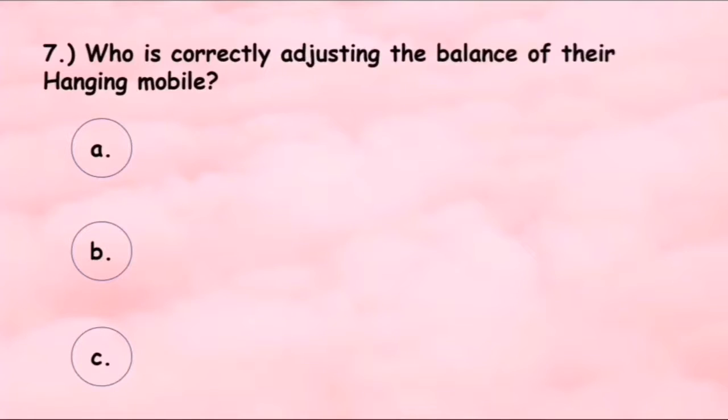Okay, let's move on to our question. Who is correctly adjusting the balance of their hanging mobile? So when you say adjusting the balance, that means you like your hanging mobile to be straight, to be equal. So they should be like equal in size from left to right.